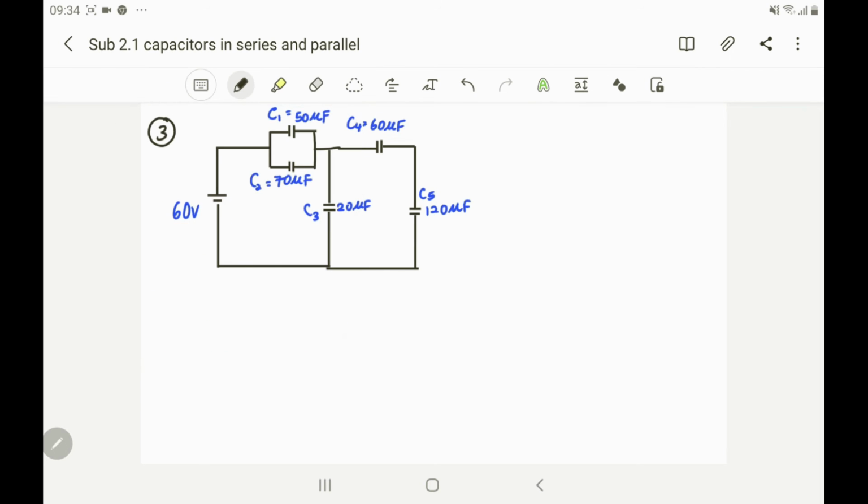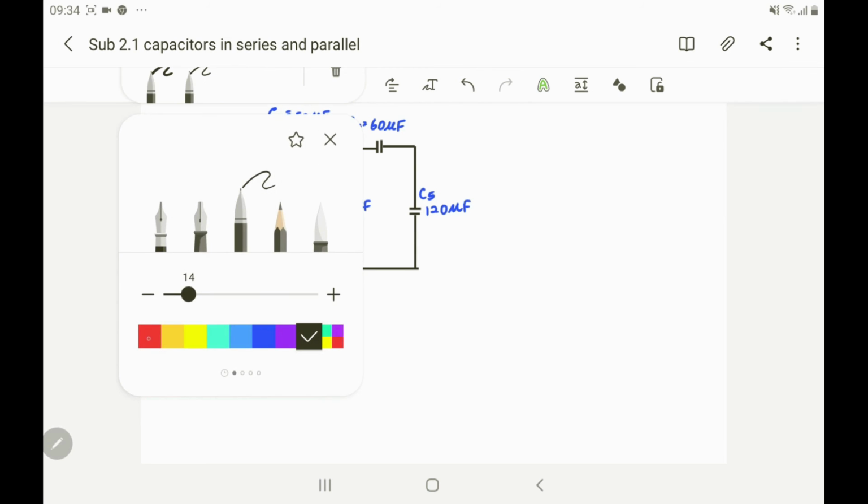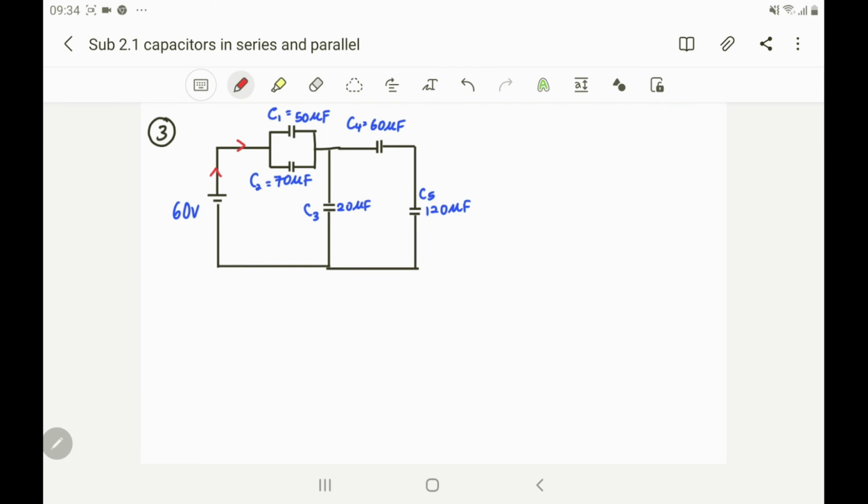So now look at here. We have C4 and C5, they are in series. Why? Let's draw the flow of current. So look at here, this is the junction, and current will flow through here. Means that C1 and C2, the current splits, means that C1 and C2 are in parallel.